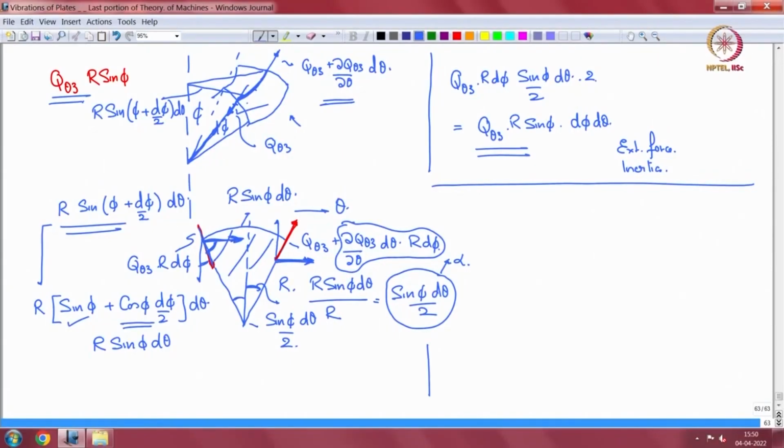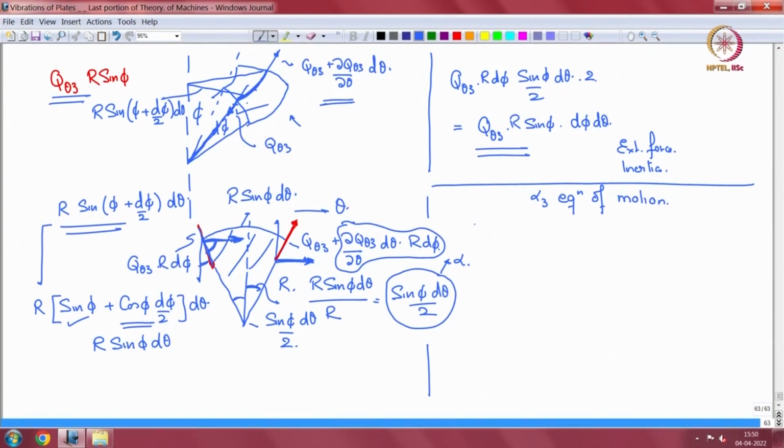Good morning and welcome to this next lecture on vibrations of plates and shells. We have been looking at the physical meaning of individual terms in the equations of motion, and we have done two equations, the phi and theta equations in the spherical case. What is left is the transverse or alpha 3 equation of motion. And how do the terms look?